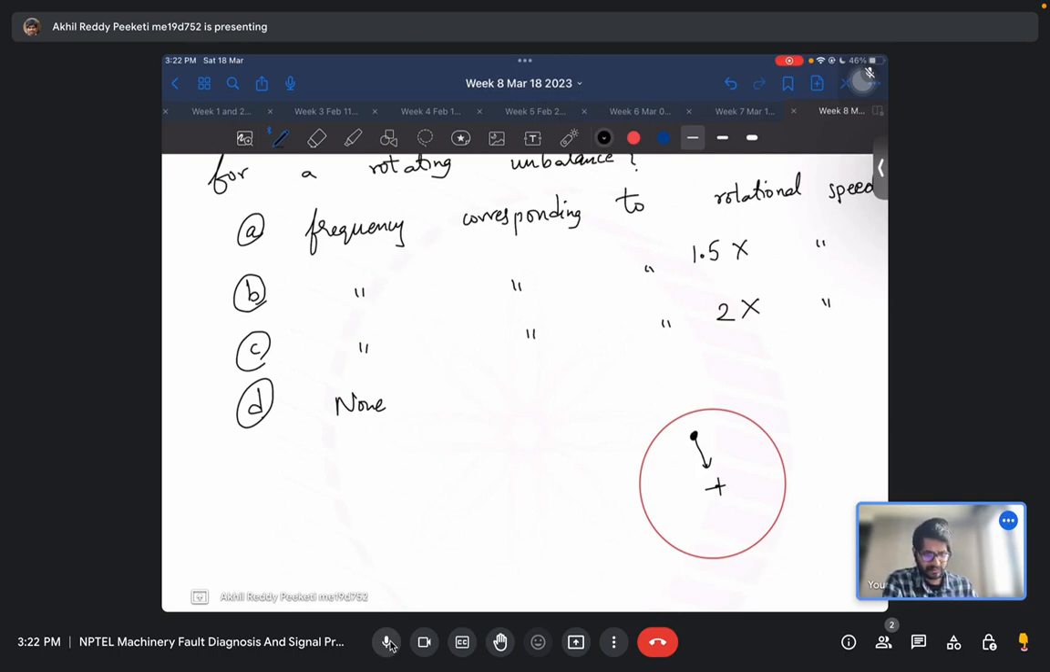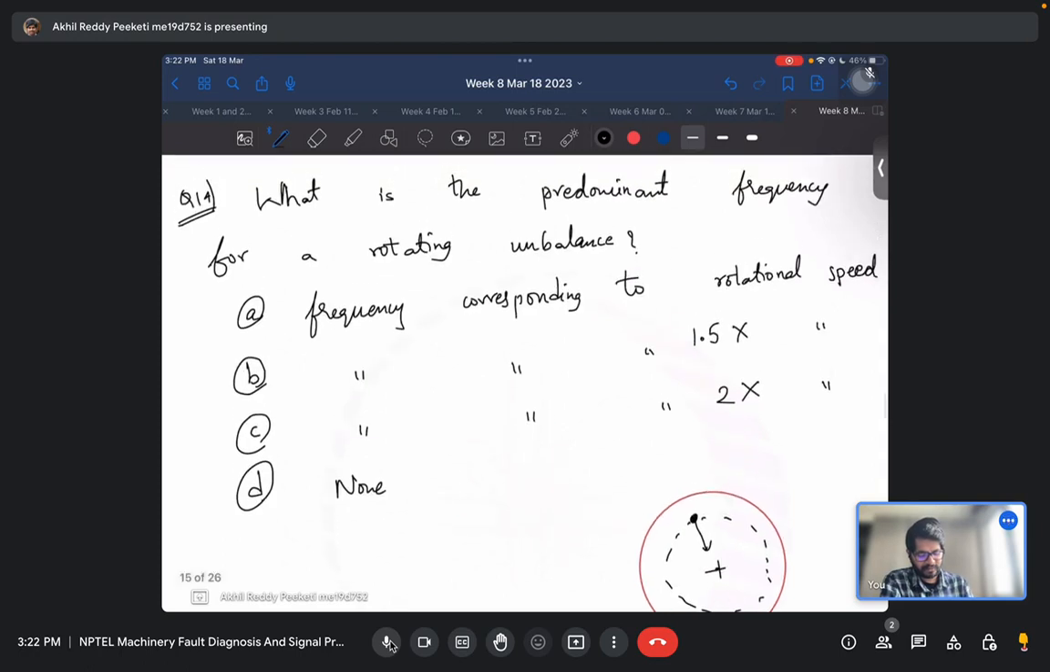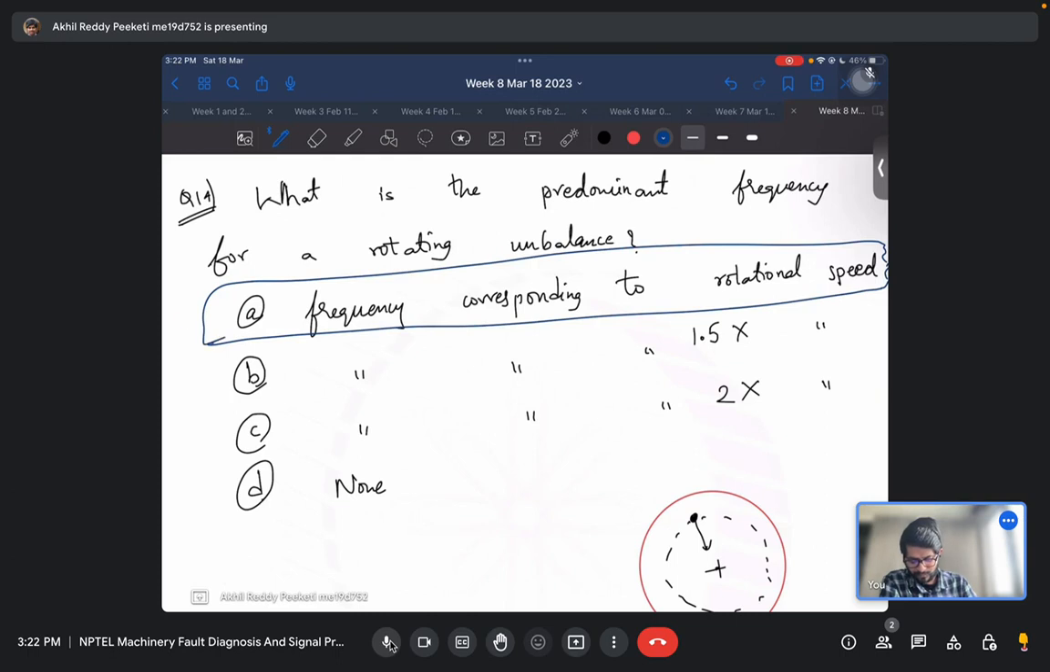So wherever it is, it's always at the frequency of the rotational speed, right? Because the next time it comes to here, it has to follow one full rotation. After one full rotation only, it will be again same force. So the frequency will also be same as the rotational speed. So the predominant frequency for a rotating unbalance is the frequency corresponding to the rotational speed.